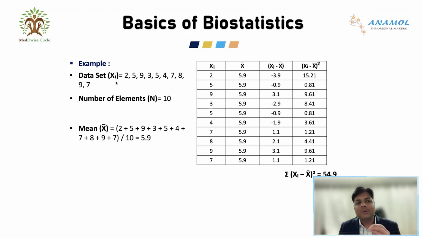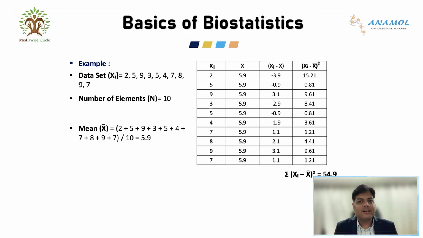We understood how to calculate the mean. The mean or X bar is nothing but the summation of all the students' marks divided by the number of students. So the summation of all the students is 59, divided by the number of students, which is 10. So 59 divided by 10 is 5.9. Now this 5.9 is called the mean.